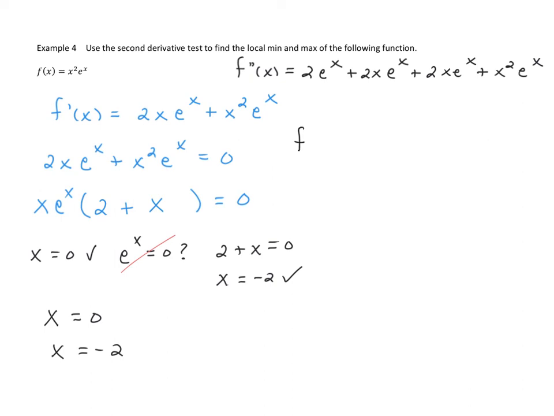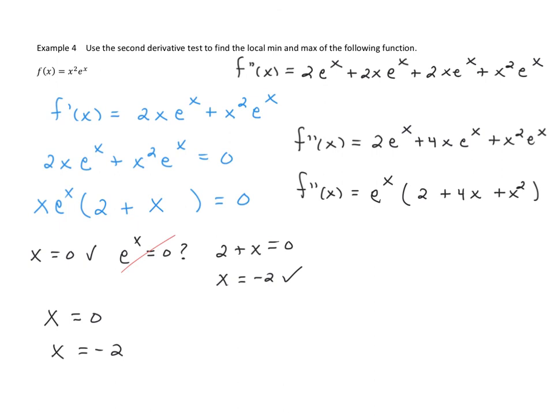I think we can maybe combine some terms, maybe factor it a little bit. We have 2e to the x, we have 4x e to the x, and then x squared e to the x. Really, we don't have to take this any further. We just have to plug numbers into the expression, but just to be careful, I'm going to factor out an e to the x from every single term. I'm left with 2 plus 4x plus x squared. Okay, I'll leave it like that. This is my second derivative.